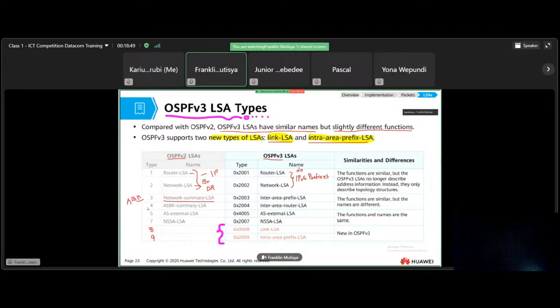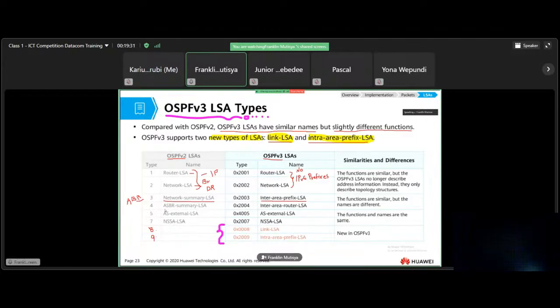When it comes to OSPF version 3, we give it another name: inter-area prefix LSA. This one is very easy to understand compared to OSPF version 2. We call it inter-area, meaning this is something happening between areas, and the device responsible for inter-area communication is the area border router. So the functions are the same, but the names are different. These LSAs are generated by an ABR and used for inter-area communication.